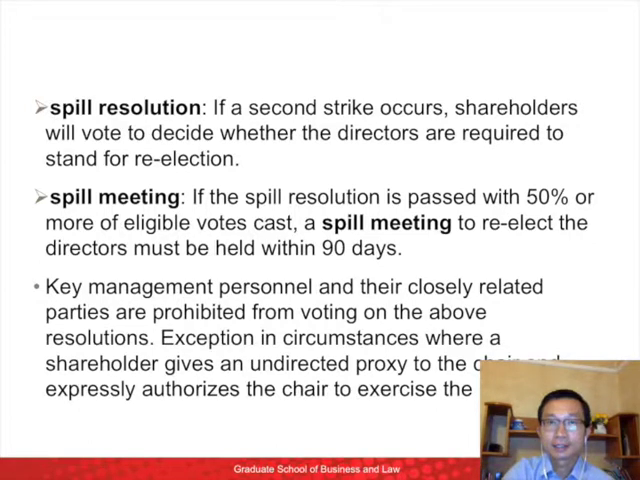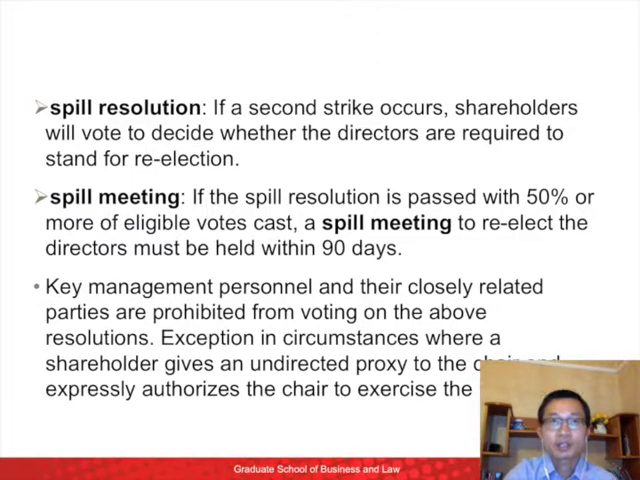When a second strike occurs, at the same annual general meeting, the shareholders will vote on a resolution to determine whether all the directors will need to stand for re-election. This resolution is called a spill resolution. If this spill resolution passes with 50% or more of the eligible votes cast, then a spill meeting will take place in 90 days. Pay attention to the threshold of 50%. It's different from the 25% in the first and second strike.